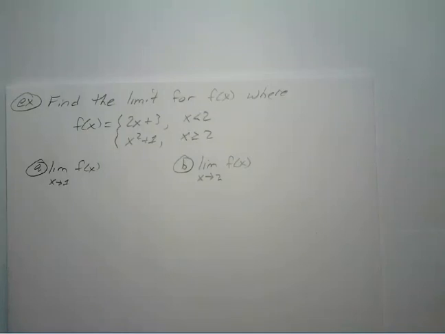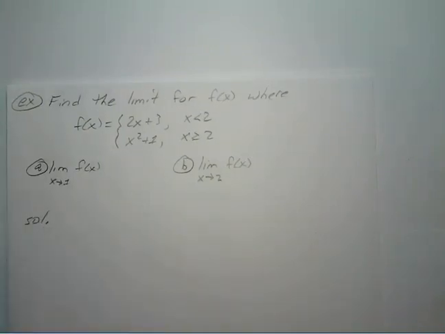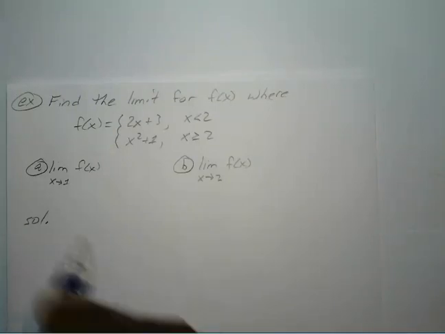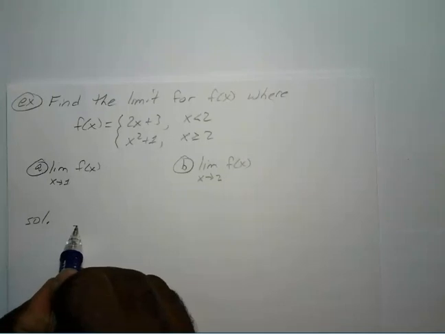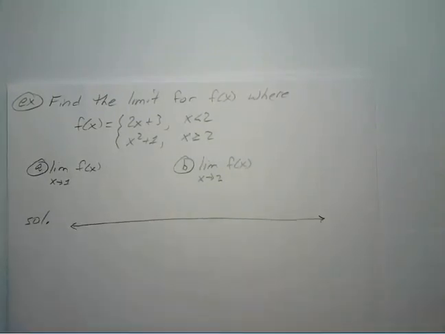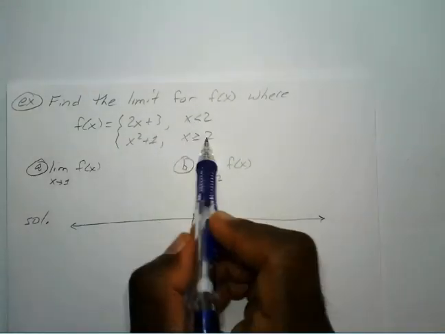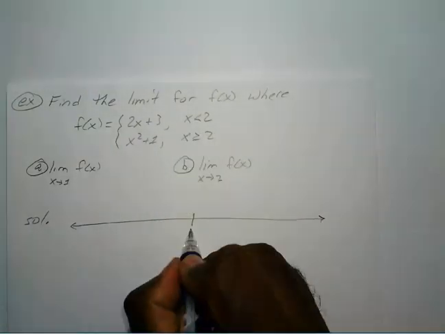Alright, so again, the best way to approach this would be the use of a number line. Okay, that number line can come in so handy. So before we start either one, we want to put our number line here. Remember, for our f of x, it's on either side of 2.